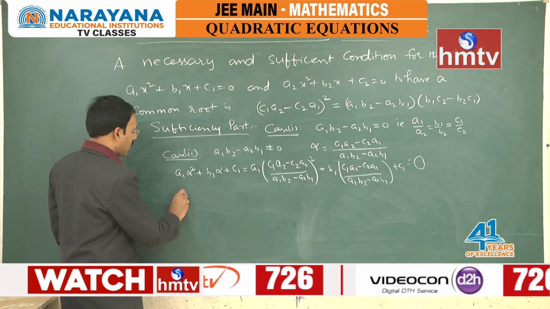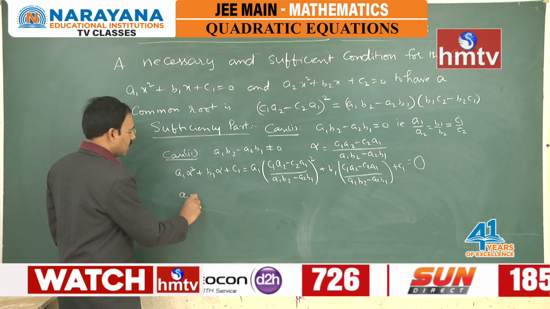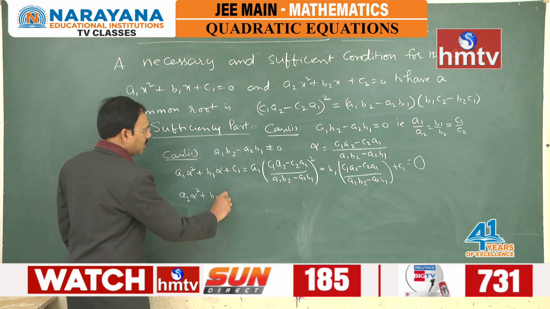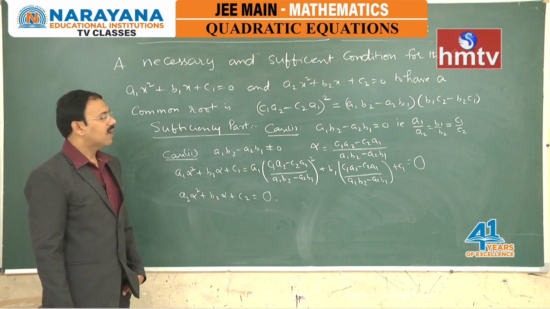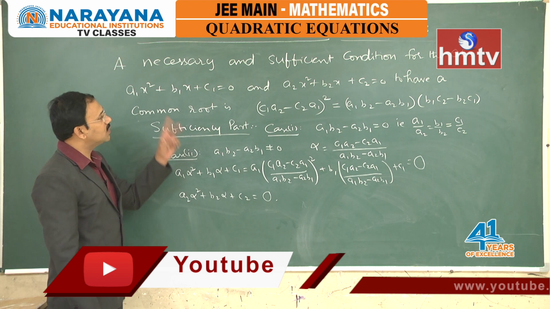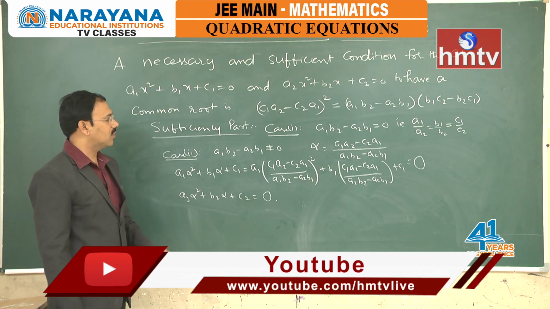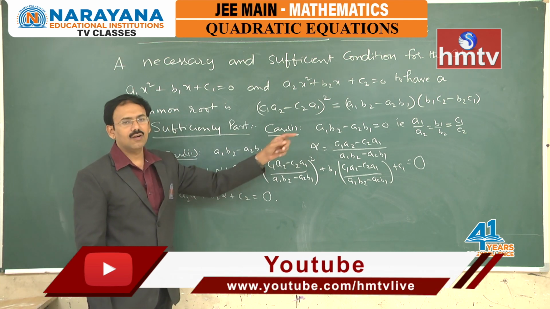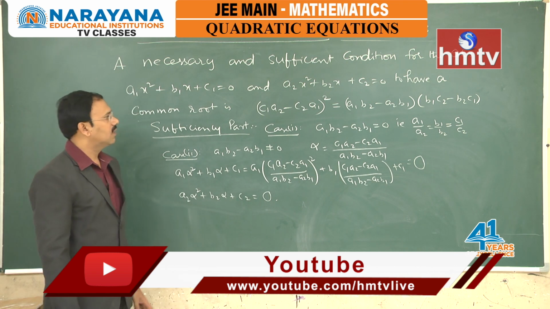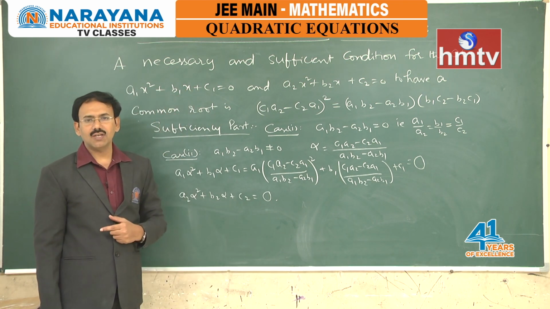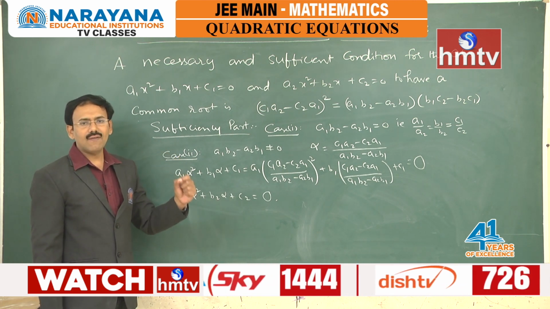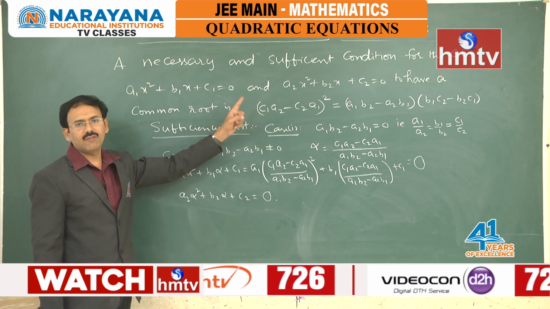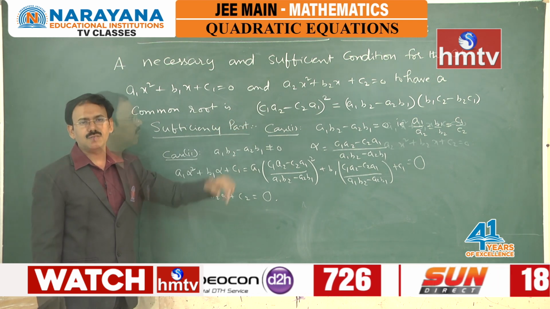In the same way, for the same alpha you consider A2 alpha square plus B2 alpha plus C2, you will observe that it will be 0. From this you can say that these two equations have a common root called alpha, and hence in total for these two quadratic equations, a necessary and sufficient condition to have a common root is this one. So, this is to be remembered.